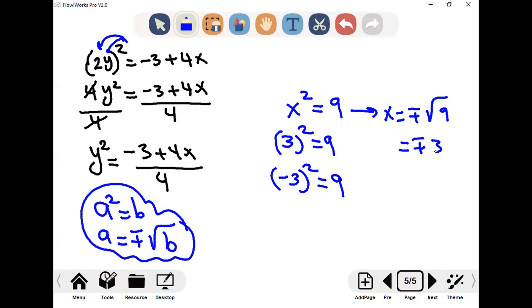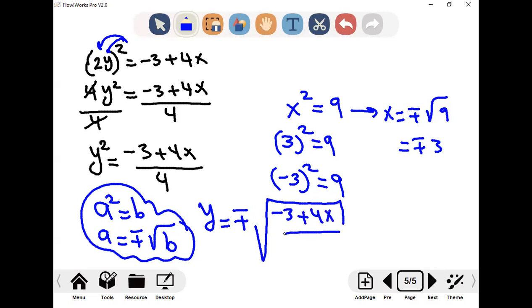Now, y equal, so here y power 2 equals this, right? It means y equals plus or minus the square root of negative 3 plus 4x over 4. And this is what came out for you, and it is certainly not linear, it is non-linear.